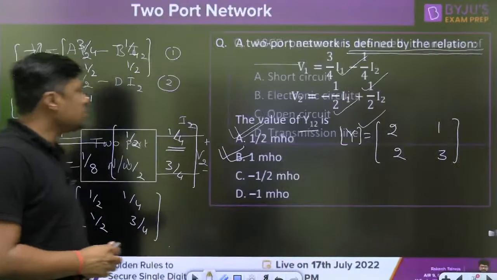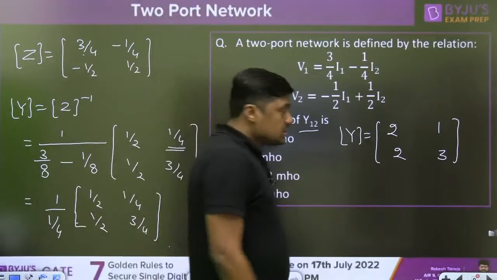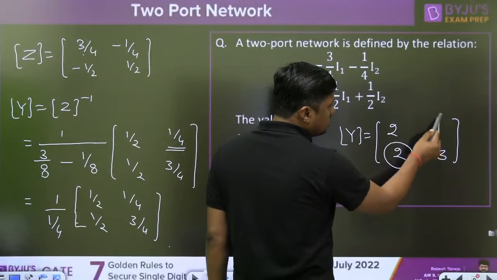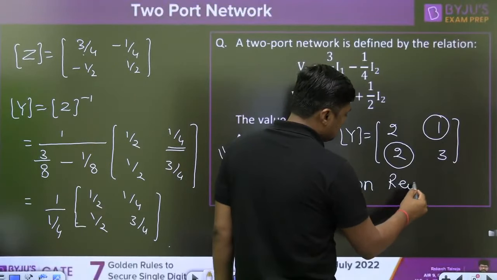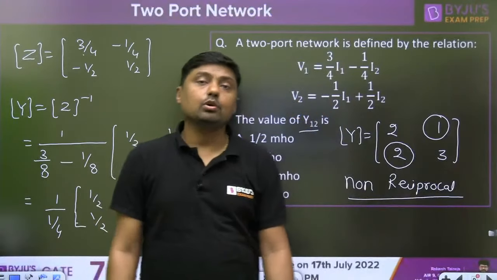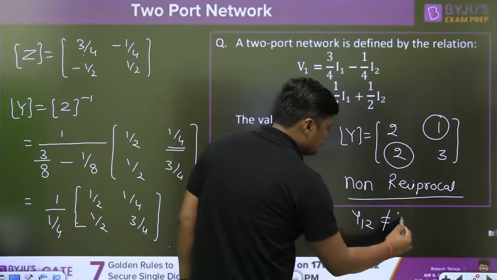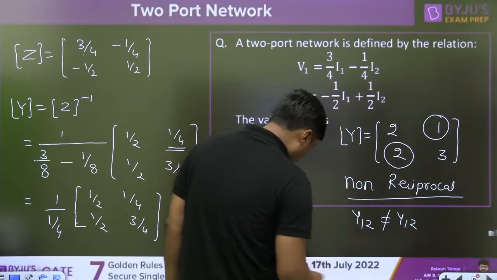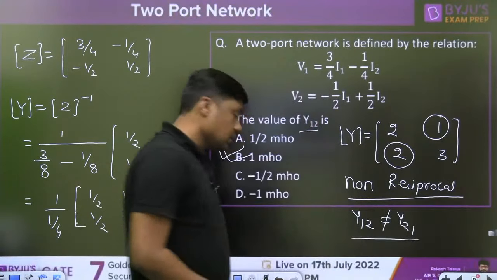For example, in the previous question, is it a reciprocal network? Everyone tell me, yes or no? Since Y12 and Y21 are not equal, it is a non-reciprocal network, because Y12 is not equal to Y21. Okay, very simple question.